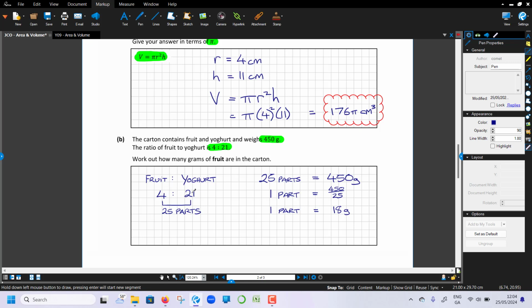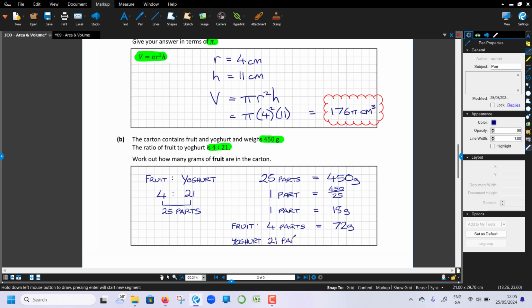Now you have 4 parts fruit and 21 parts yogurt. So 4 parts equals, how would you get from 1 part to 4? You multiply by 4. So you do the same over here. 18 times 4 is 72 grams. We only wanted how many grams of fruit, so that's your fruit. And while I'm at it, I'll just do the yogurt, just in case you're wondering. Yogurt.